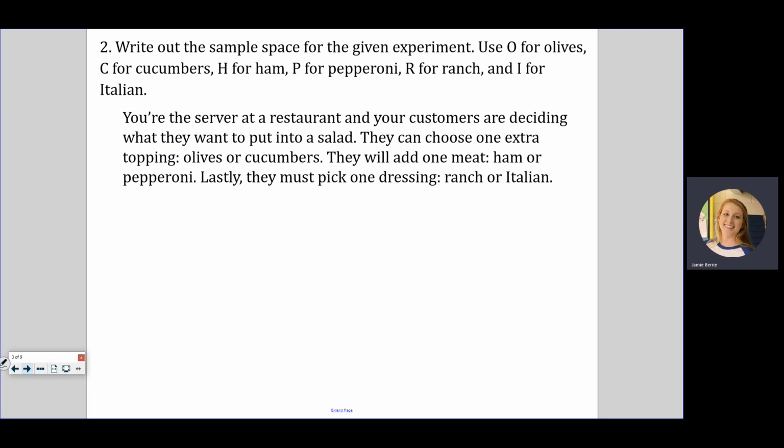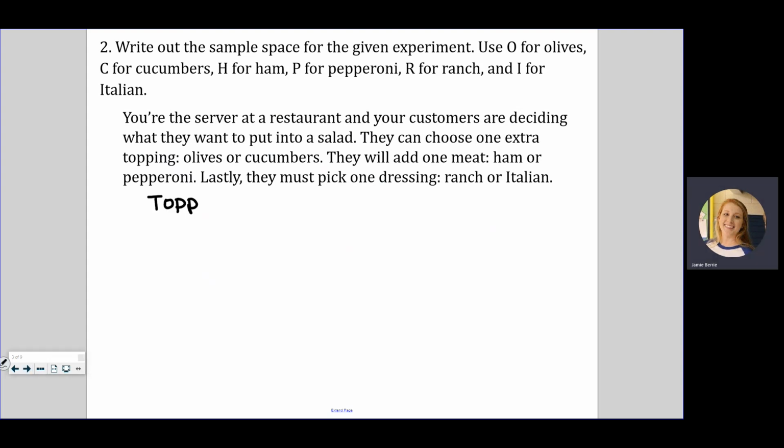All right, let's do the next one, where you're a server at a restaurant, and you're taking people's orders for their salad. It says write out the sample space for the experiment. Use O for olive, C for cucumbers, H for ham, P for pepperoni, R for ranch, I for Italian. Your customers are deciding what they want to put on the salad. Their choices are that they can choose 1 topping, olives or cucumbers, 1 meat, ham or pepperoni, and then 1 dressing, ranch or Italian.